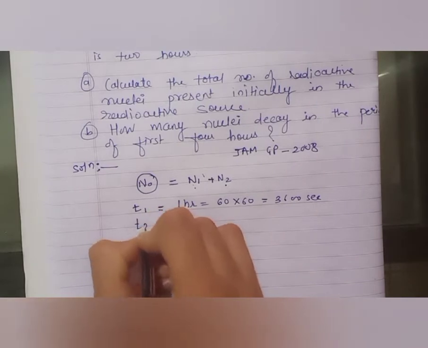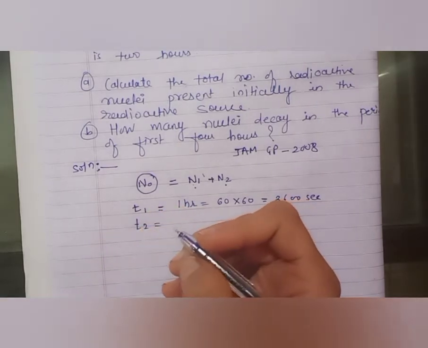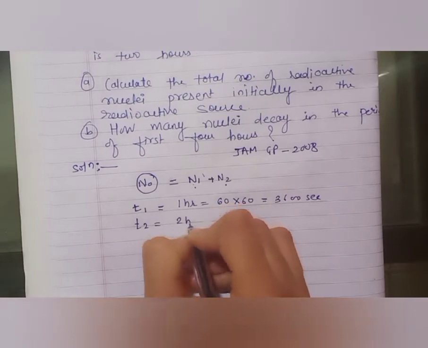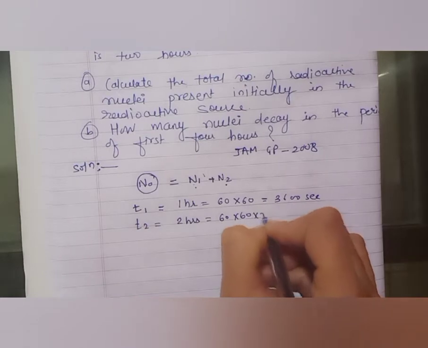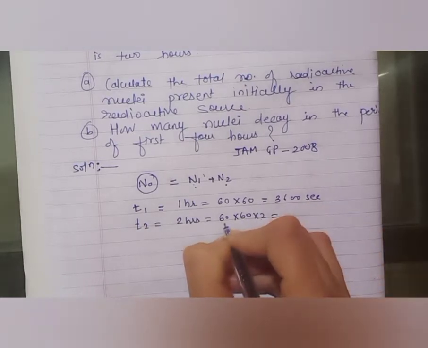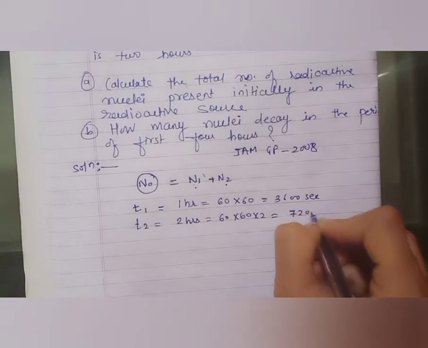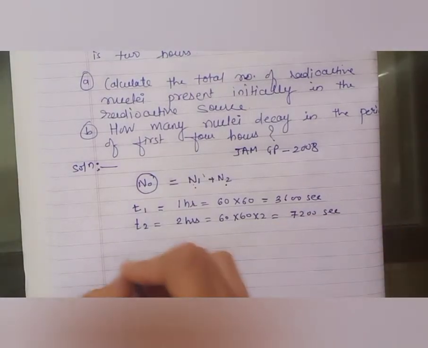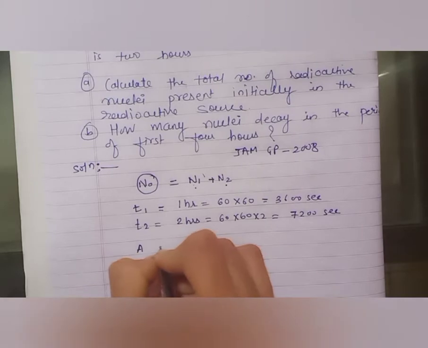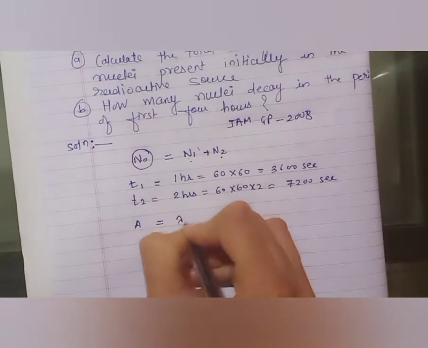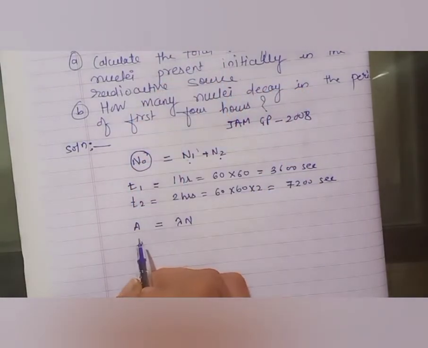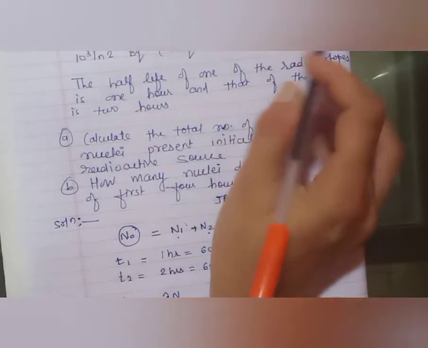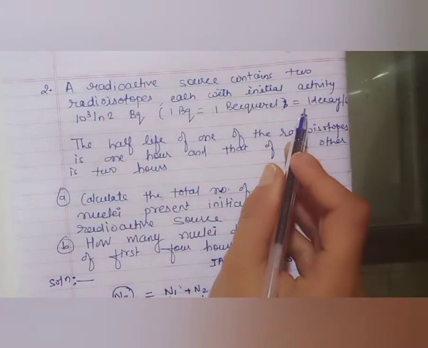And the half-life period of the other, the second radioisotope, is 2 hours. That means 60 multiplied by 60 multiplied by 2: 2 hours, 60 minutes, 60 seconds. So we will get 7200 seconds. Now we know that the activity of a radioactive sample is given by lambda into N. Okay, the activity of both radioactive samples is given the same, each with initial activity 10 raised to 3 log 2. So A will remain the same.